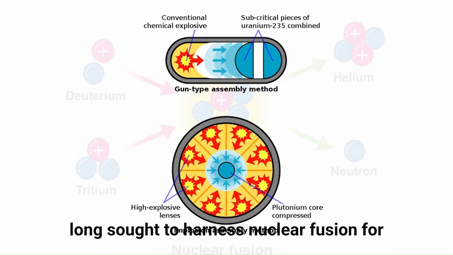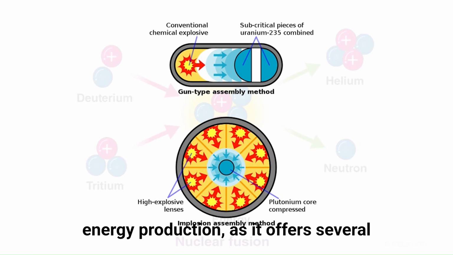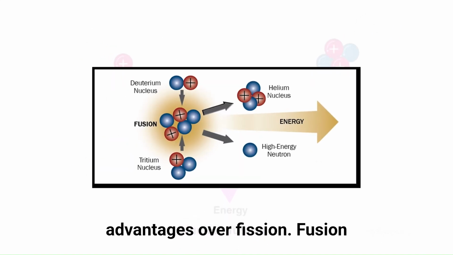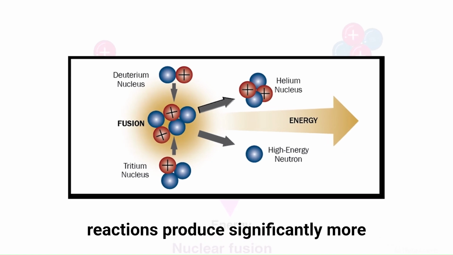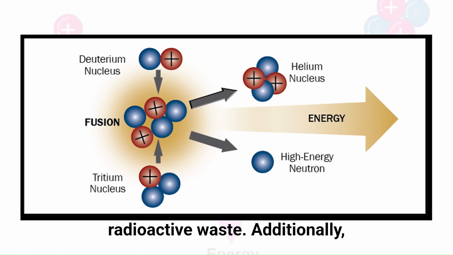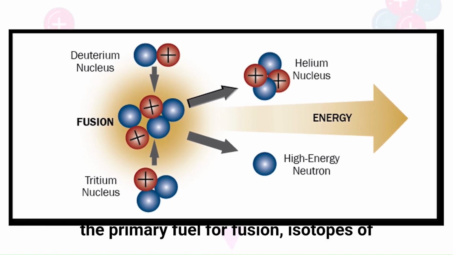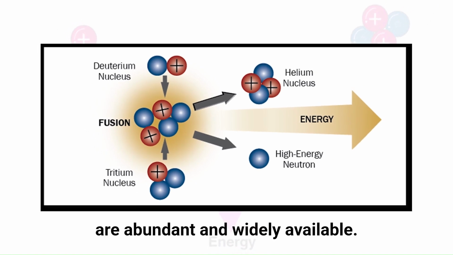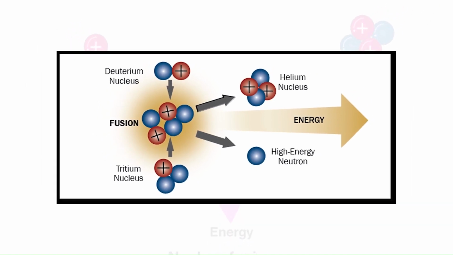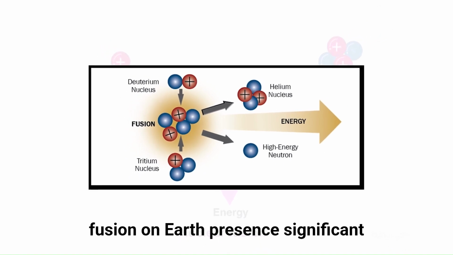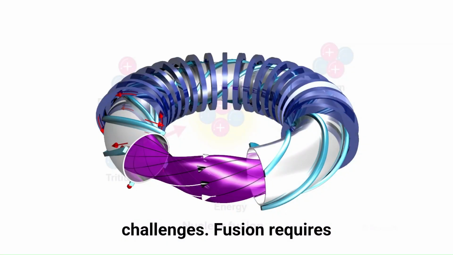Scientists have long sought to harness nuclear fusion for energy production, as it offers several advantages over fission. Fusion reactions produce significantly more energy than fission and generate minimal radioactive waste. Additionally, the primary fuel for fusion, isotopes of hydrogen such as deuterium and tritium, are abundant and widely available. However, achieving controlled nuclear fusion on Earth presents significant challenges.